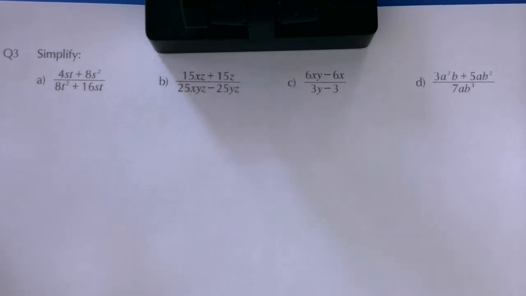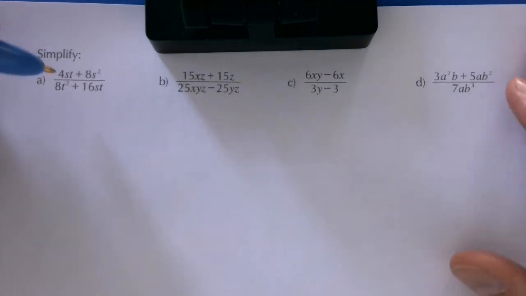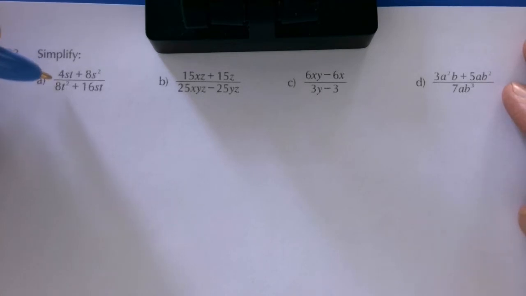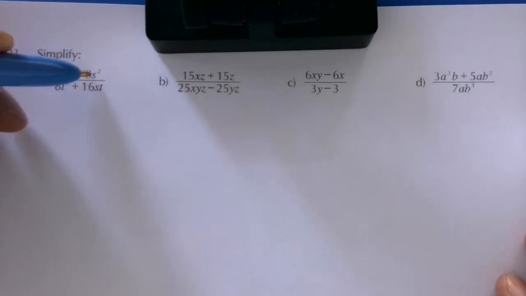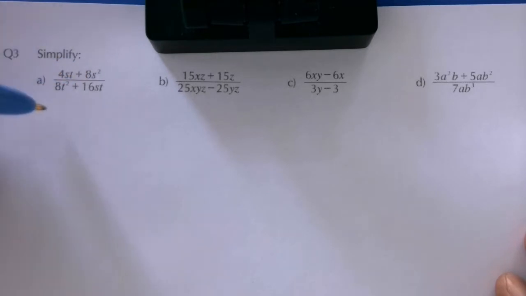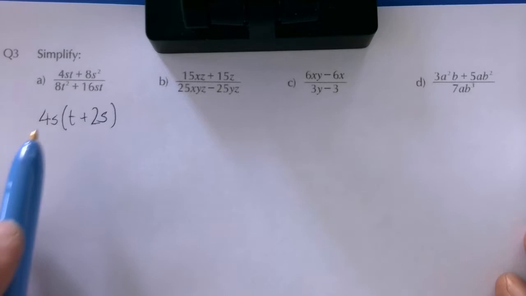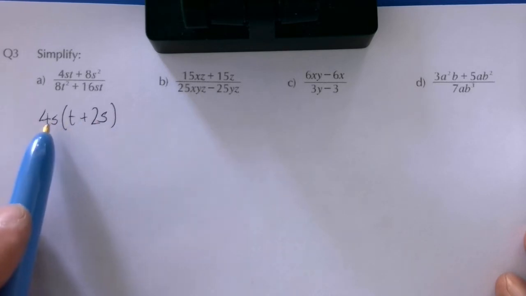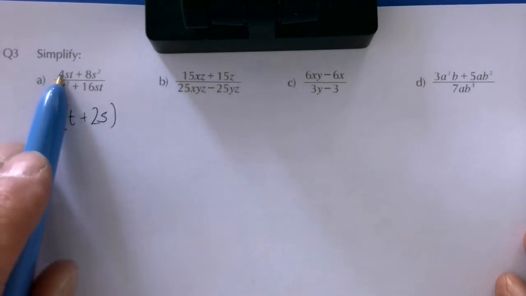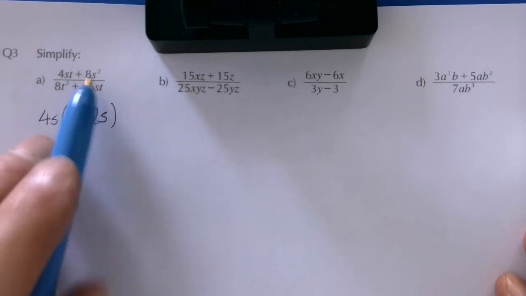Sean has pointed out that in part A, before doing any cancelling, I should have realised that I can factorise this and this. They're both single bracket factorisation, so I'm going to ignore the whole fraction thing and just look at the top. These 2 terms here can both be divided by 4, and they both have an s in them. So I can write the top as that. The numerator becomes that. So I've factorised the numerator. If I multiply that out, 4s times t is 4st, 4s times 2s is 8s squared.